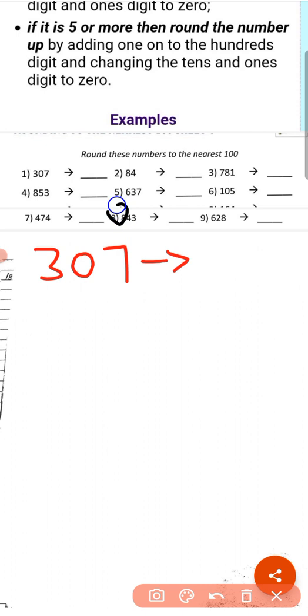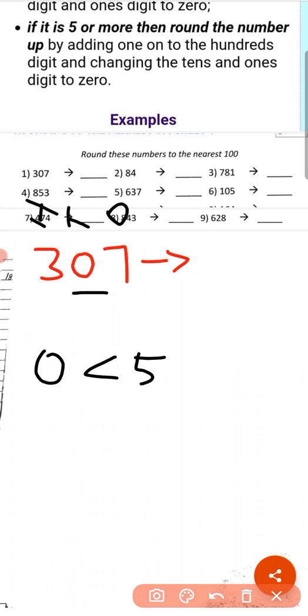This is ones place, tens place, hundreds place. So look at the tens digit. Here the tens digit is 0. 0 is less than 5. So replace the tens digit and ones digit by 0 and keep the other digit as it is. So change 7 to 0, that is the ones digit. Then the tens digit itself is 0. Then write 3. This is our answer.